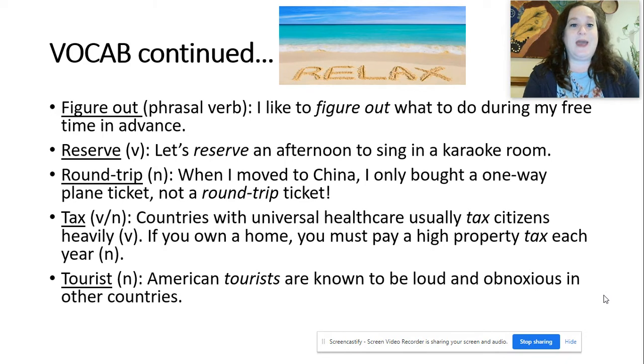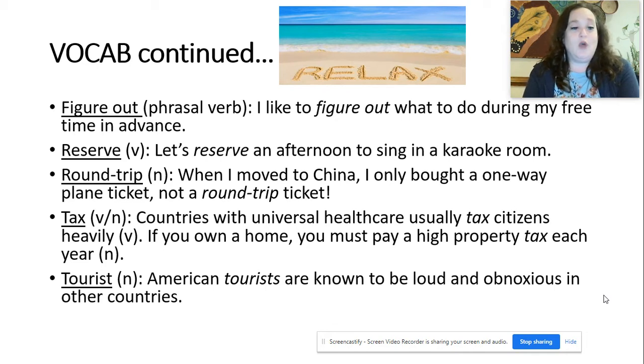Okay, so some vocab continued. All right, we have a phrasal verb first. Figure out, figure out. I like to figure out what to do during my free time in advance. Okay, figure out. This is my body language to help you take a guess. Okay, the next word is reserve. It's a verb. What's the noun? Reservation. All right, example. Let's reserve an afternoon to sing in a karaoke room, or 노래방. Let's reserve an afternoon. So I think you know this word, but take your guess.